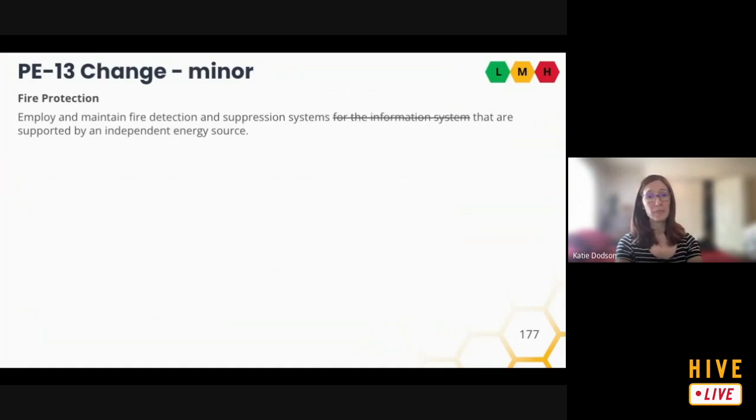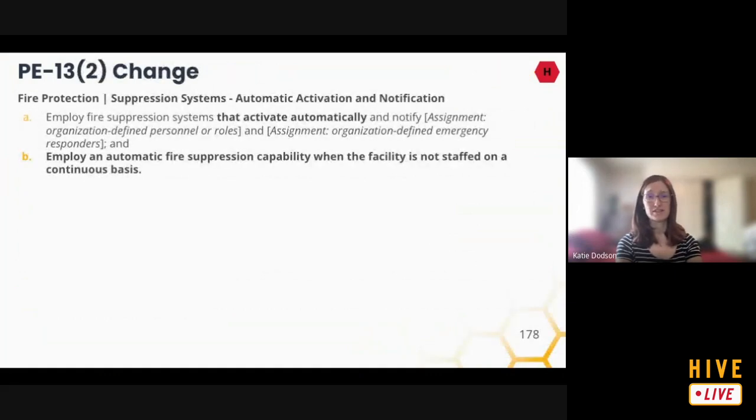13, just minor change, took out for the information system. PE 13.2, so this one only impacts the high baseline. The fire suppression systems activate automatically. That part is new for Part A. And then Part B is new, employ an automatic fire suppression capability when the facility is not staffed on a continuous basis.